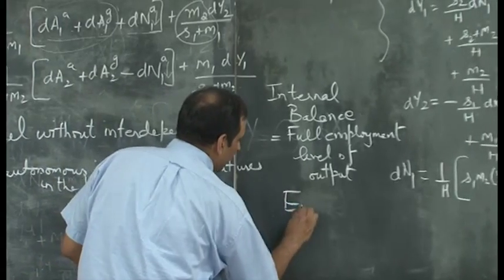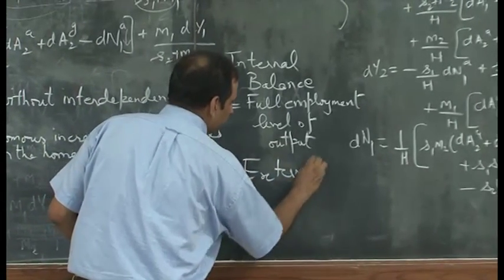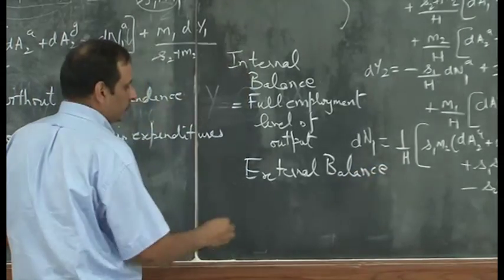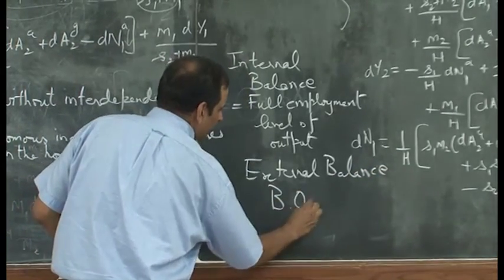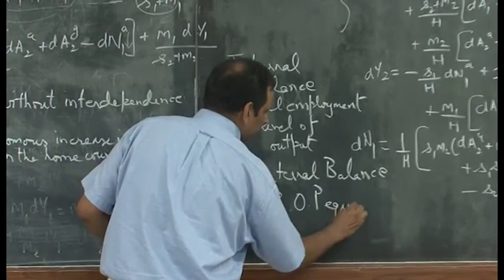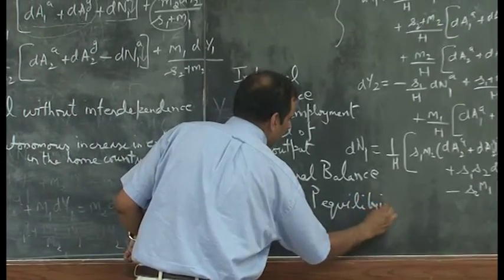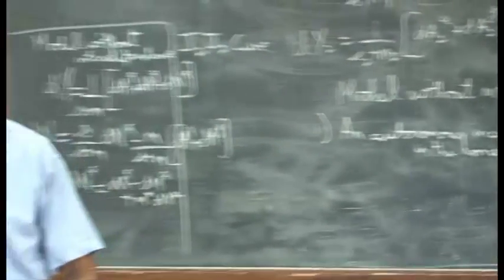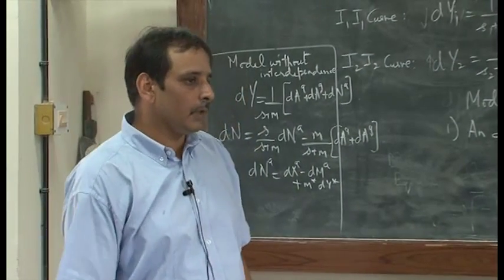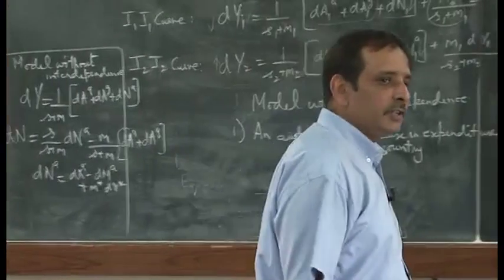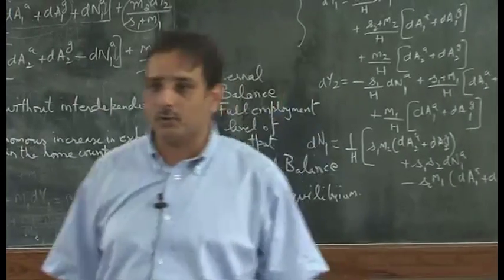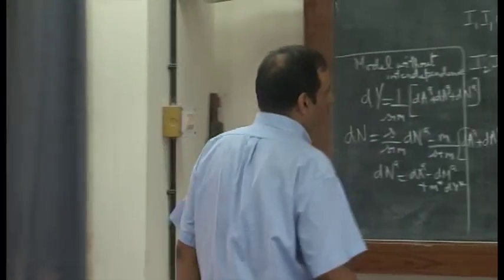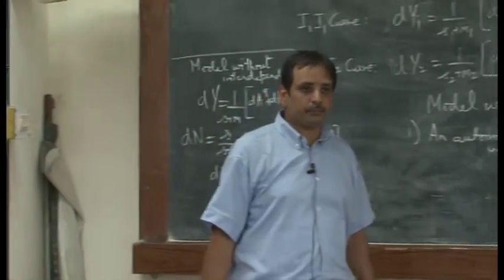And then there is something like the external balance, which means that there is a balance of payment equilibrium. How do we have a balance of payment equilibrium? Please recall that if the sum of the autonomous receipts of foreign exchange is equal to the sum of autonomous payments of foreign exchange, then you have a balance of payment equilibrium.